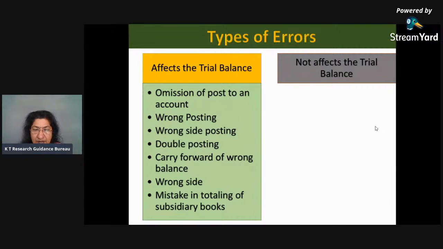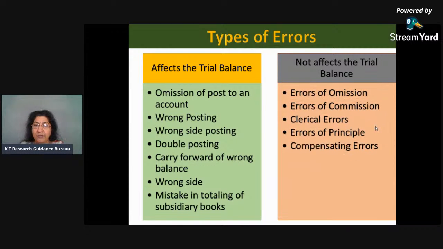But so far as this mistake in totaling is concerned, now the chances are very less, because it is a computer based accounting system. So in that one, this sort of mistake will not happen, because totaling is automatic. So this is the difference between manual and computerized accounting systems. Many errors never affect the trial balance.